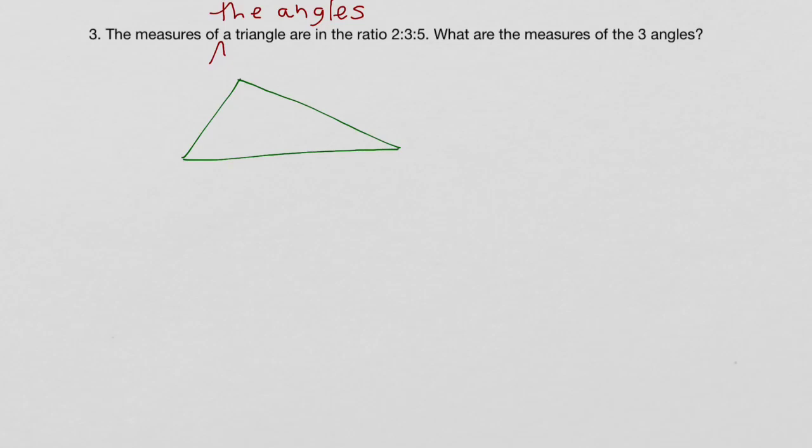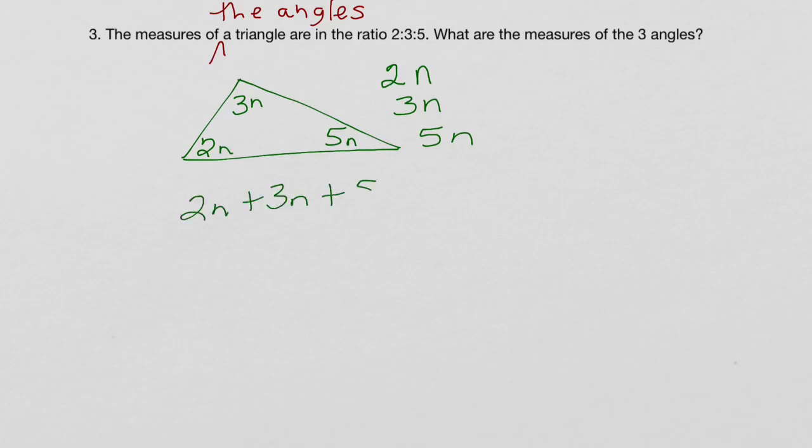By the way, it doesn't matter if you draw your triangles to scale as long as you label them correctly. So since I know they have to be in the ratio of 2 to 3 to 5, there's some multiplier, let's call it n. So one angle will be 2n, one angle will be 3n, and one angle will be 5n. So I can just write those in, 2n, 3n, and 5n. If I were to add those three together, the 2n plus 3n plus 5n, that should give me 180 degrees.